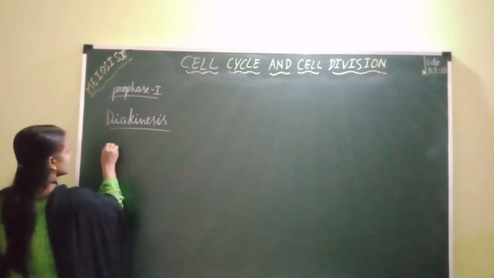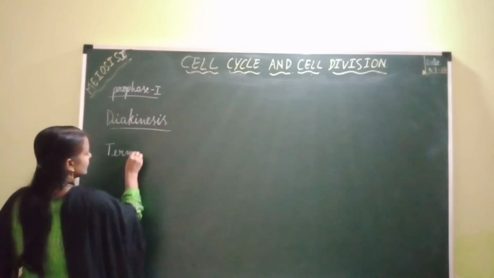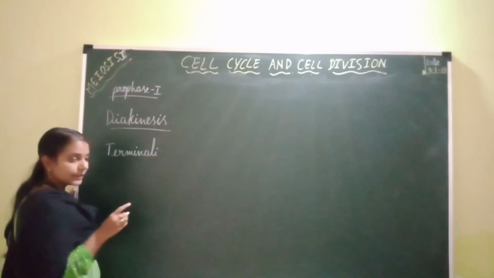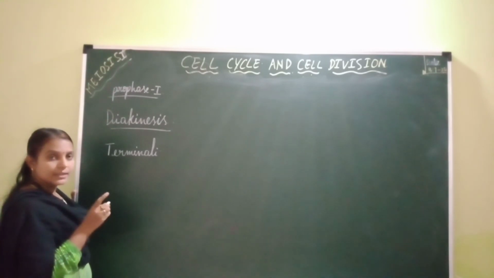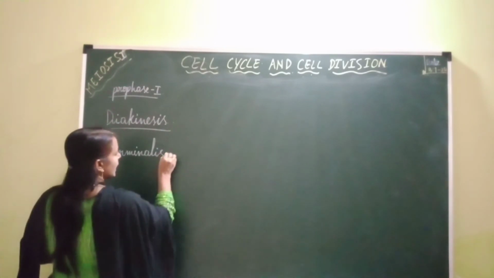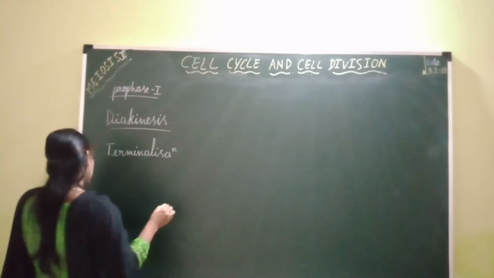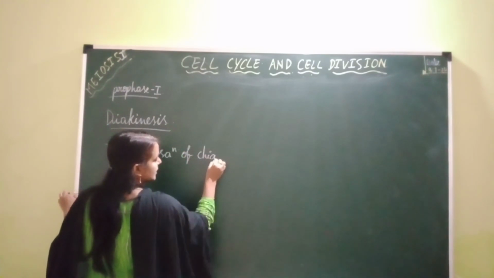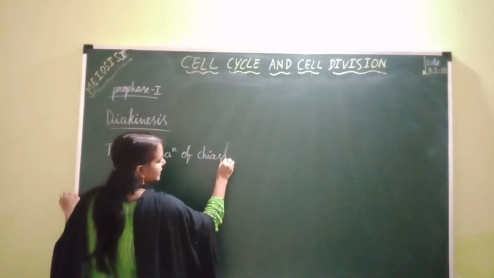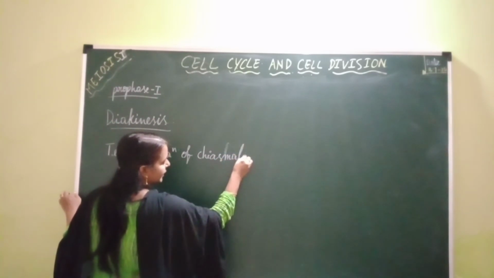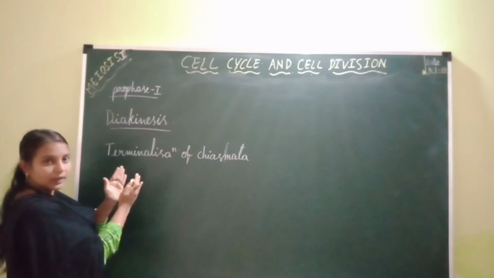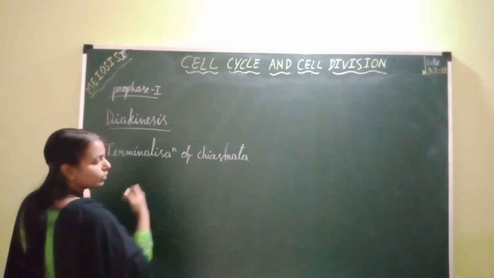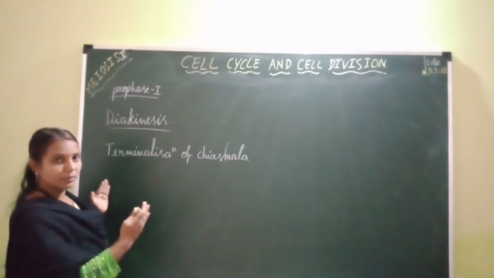During diakinesis, terminalization of chiasmata will be completed. Actually, terminalization of chiasmata starts during the Diplotene stage and is completed by the end of diakinesis. So what is this terminalization of chiasmata? It is the movement or slipping off of the chiasmata from the center position towards the ends of the homologous pairs of chromosomes.